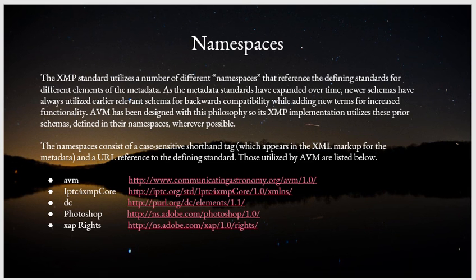The XMP standard utilizes a number of different namespaces that reference the defining standards for different elements of the metadata. As the metadata standards have expanded over time, newer schemas have always utilized earlier relevant schema for backwards compatibility while adding new terms for increased functionality. AVM has been designed with this philosophy, so its XMP implementation utilizes these prior schemas defined in their namespaces wherever possible. The namespaces consist of a case-sensitive shorthand tag, which appears in the XML markup for the metadata, and a URL reference to the defining standard. Those utilized by AVM are listed below.